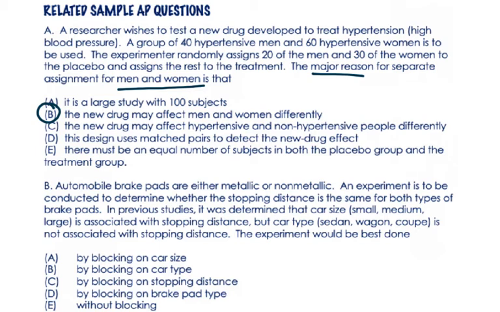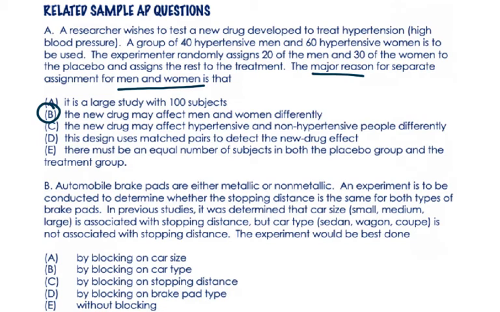Alright, so look at B. Automobile brake pads are either metallic or non-metallic. An experiment is to be conducted to determine whether the stopping distance is the same for both types of brake pads. In previous studies, it was determined that car size, small, medium, large, is associated with stopping distance, but car type, sedan, wagon, coupe, is not associated with stopping distance. The experiment would best be done A, by blocking on car size, B, by blocking on car type, C, by blocking on stopping distance, D, by blocking on brake pad type, or E, without blocking. So take 3 seconds, think about it.